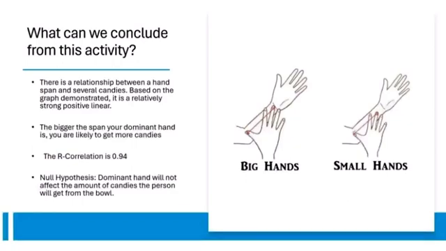What can we conclude from this activity? As I stated previously, there is a relationship between handspan and the amount of candy grabbed. The relationship between the two variables is a relatively strong positive linear graph. Therefore, the correlation demonstrates the strength of the graph, which is strong and almost at 1. Additionally, we know that with an extensive handspan in your dominant hand, you will get more candy than a slimmer handspan. Lastly, based on the null hypothesis, regardless of your dominant hand, it will not affect the amount of candies you grab from the bowl.